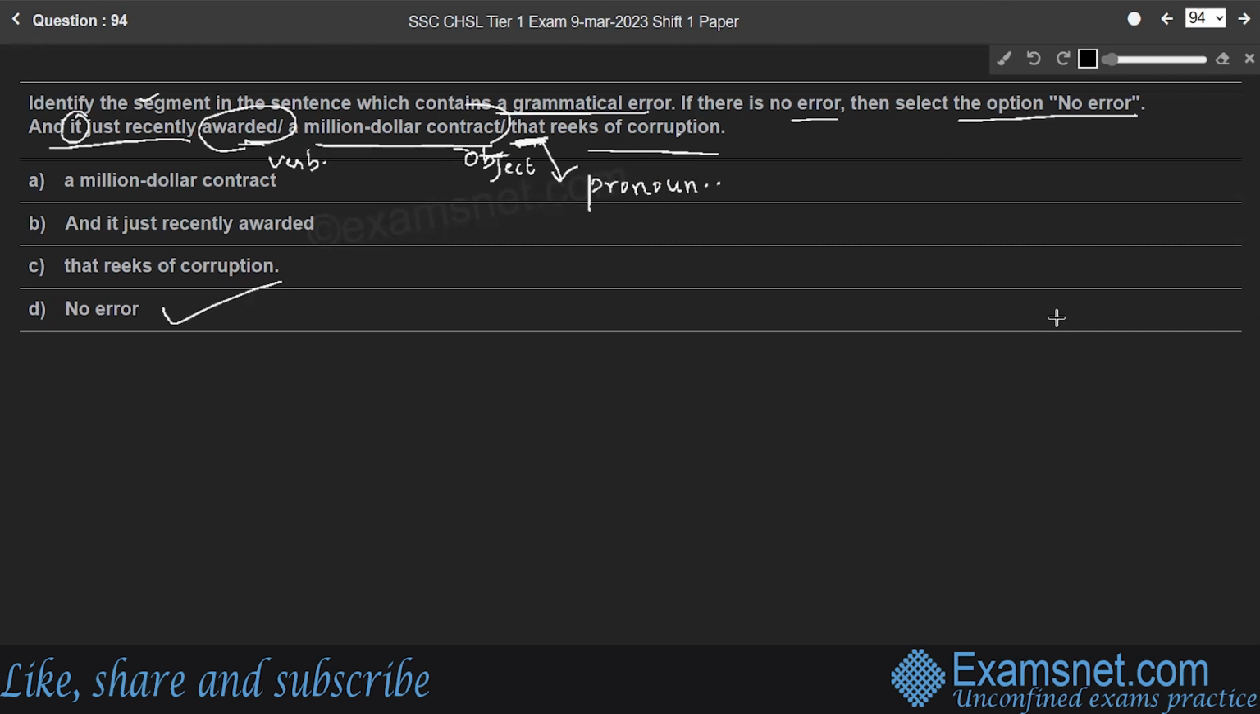Therefore, the correct answer is option 4. There is no error.